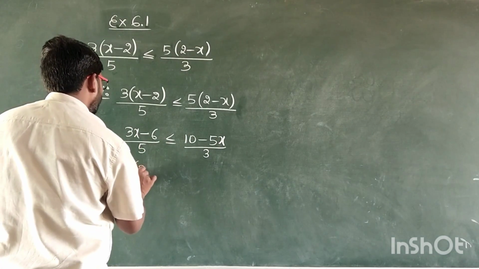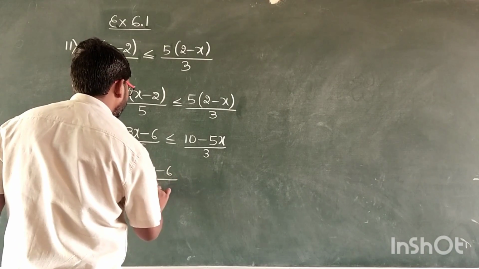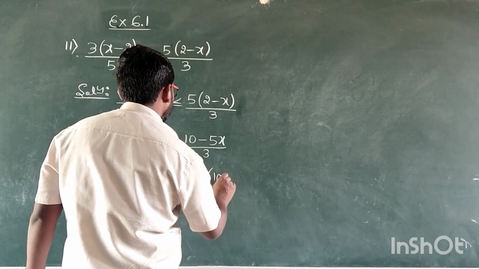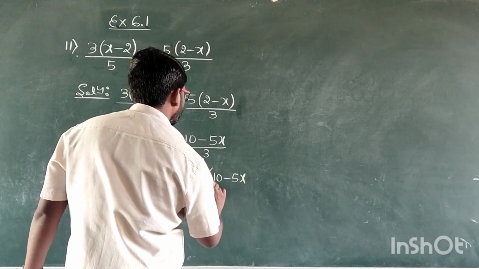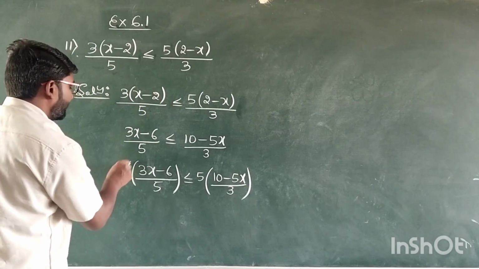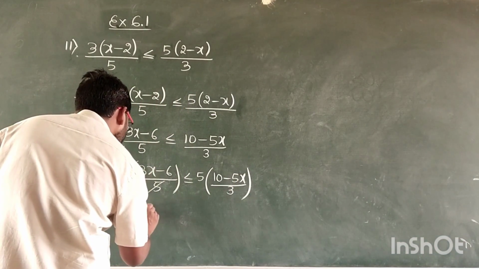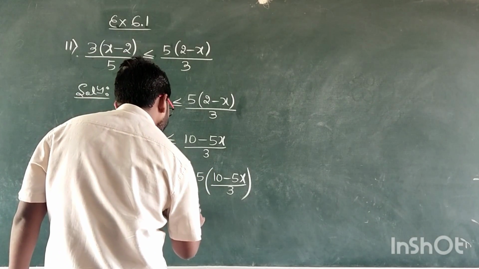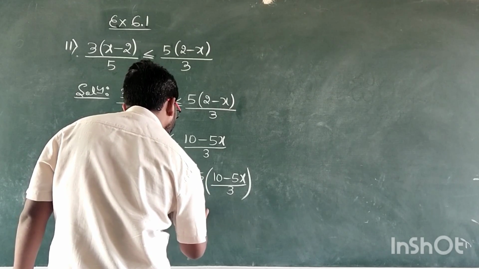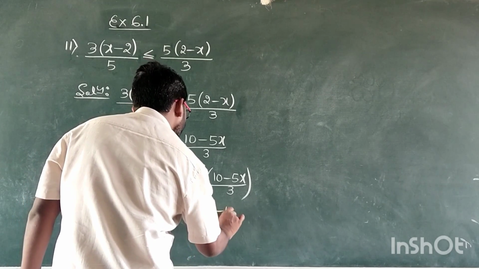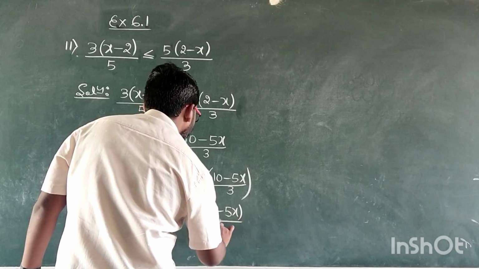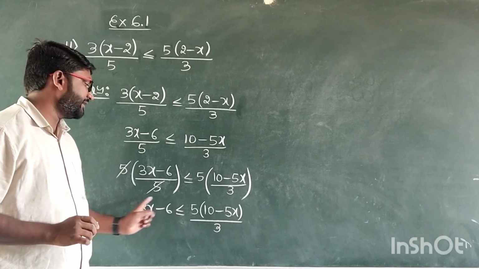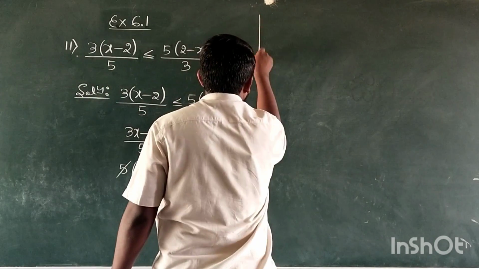So in the beginning we'll multiply by 5 both the sides. 5 times 3x minus 6 divided by 5, then less than or equal to 5 times 10 minus 5x divided by 3. So now 5 and 5 get cancelled, 3x minus 6 less than or equal to 5 times 10 minus 5x divided by 3. Now to eliminate 3 in the right hand side we have to multiply by 3 both the sides. So let us multiply by 3.